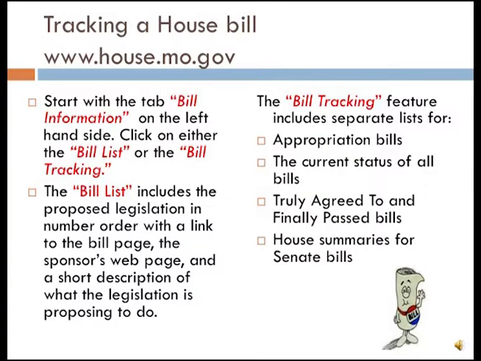Tracking a House bill. www.house.mo.gov. Start with the Bill Information tab on the left-hand side of the home page. Click on either the bill list or the bill tracking. The bill list includes the proposed legislation in number order, with a link to the bill page, the sponsor's web page, and a brief description of what the legislation is proposing to do. The bill tracking feature includes separate lists for appropriation bills, the current status of all bills, truly agreed to and finally passed bills, and House summaries for Senate bills.